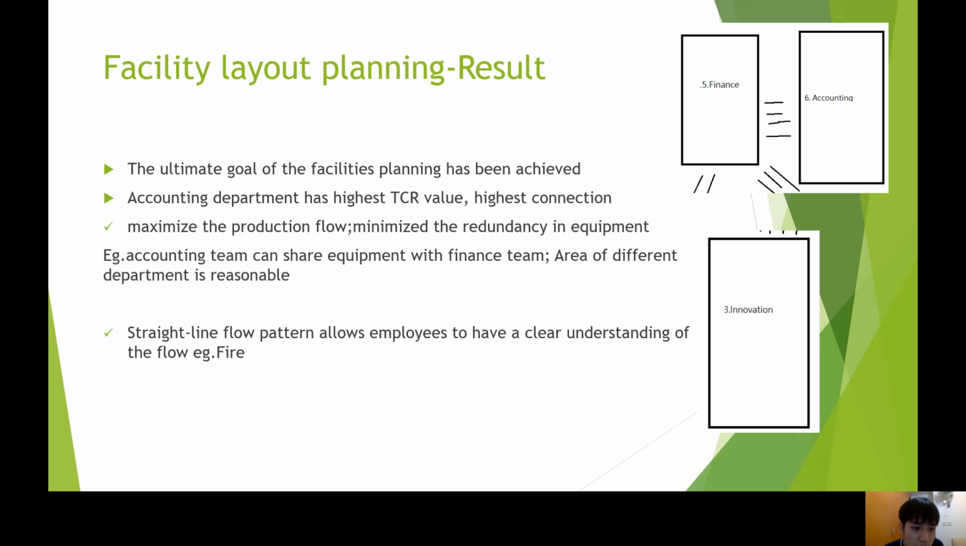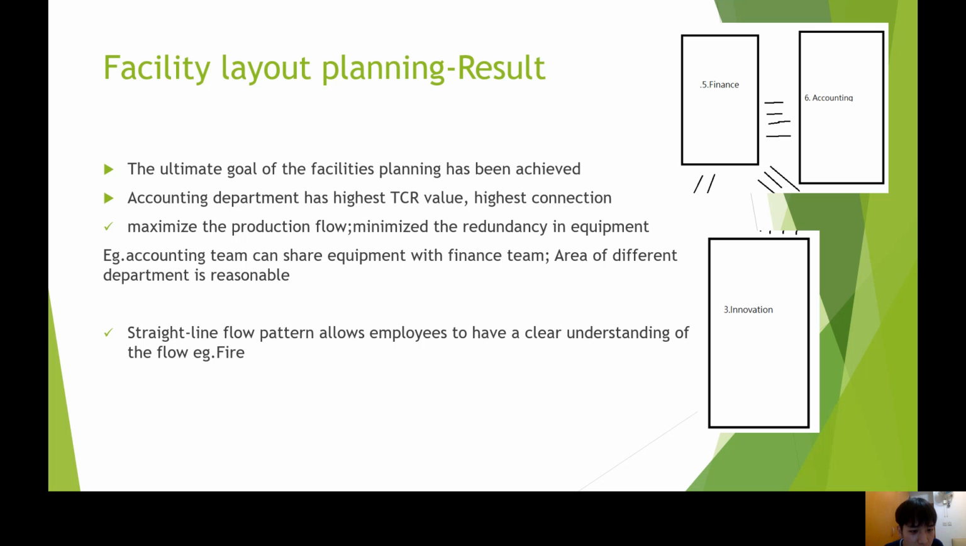Also, it's noted that the accounting department has a higher TCR value, which indicates that the accounting department has a higher connection with various departments. And also we can see that the area of different departments is reasonable. For example, the innovation and the accounting and finance departments are relatively similar to each other.